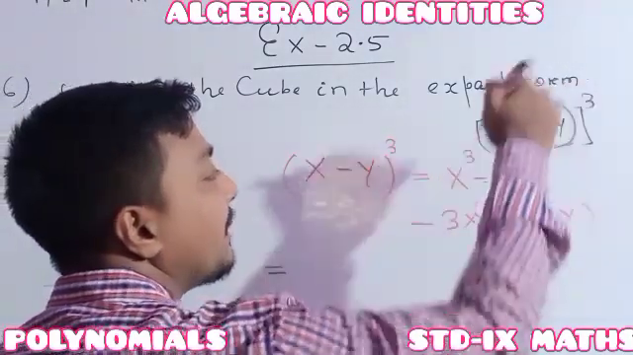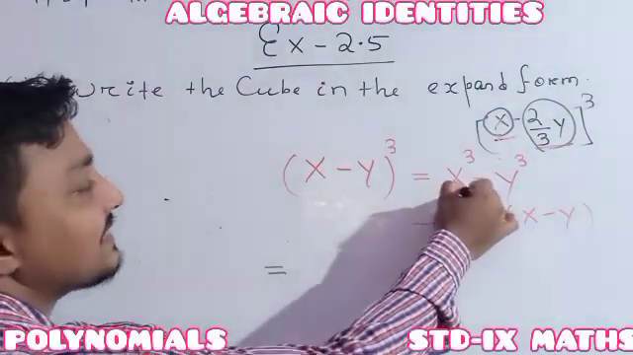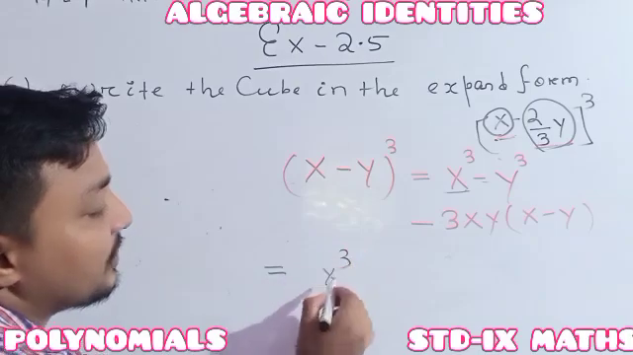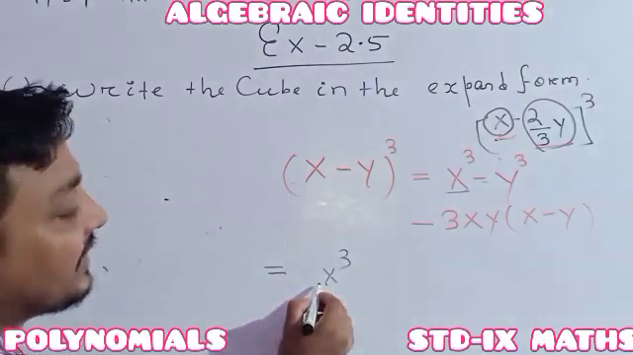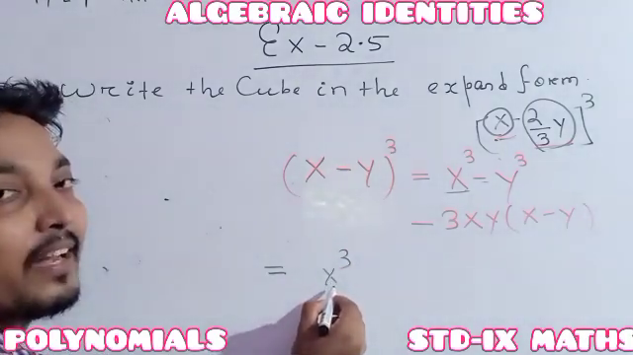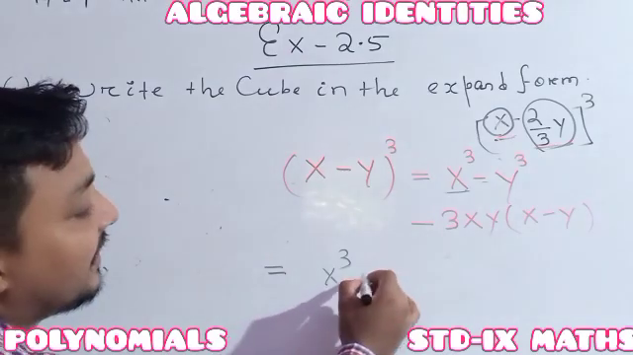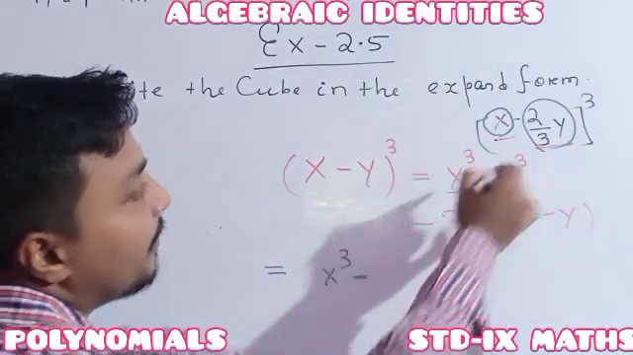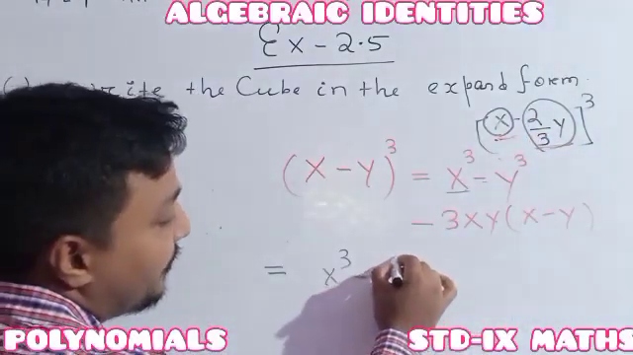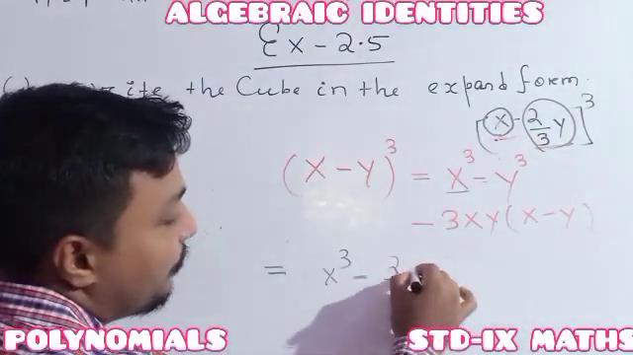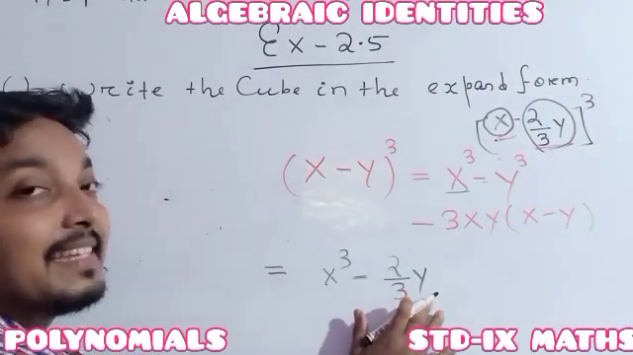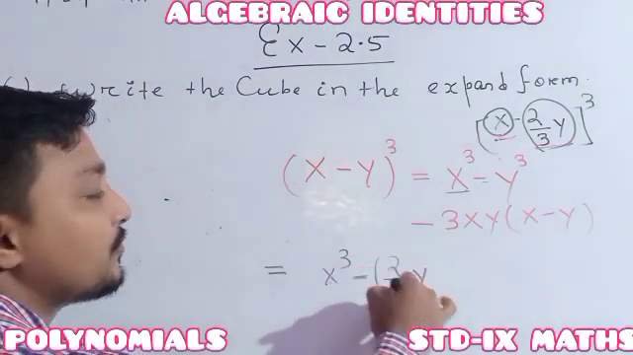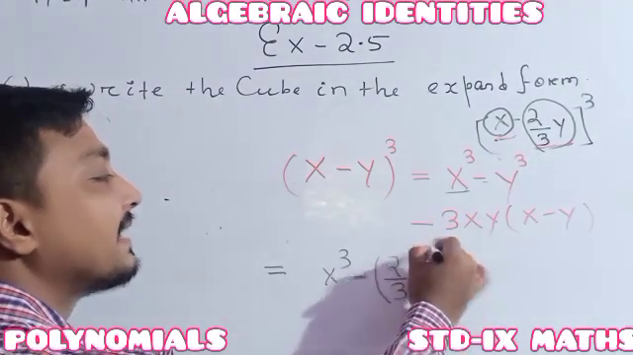It becomes, by the formula, first term cube. First term cube means x cube. As it is a single x, you may give the bracket, otherwise you can write without the bracket also. Thereafter minus y cube, in place of y it is our 2 by 3 y. So I am writing 2 by 3 y. Here it is not only a single variable; with the variable, the constant is there. So we must use the bracket.